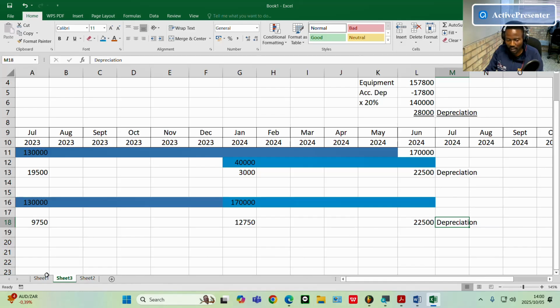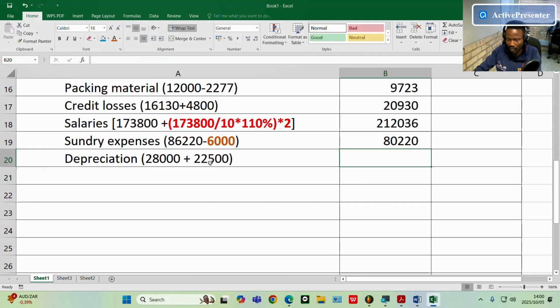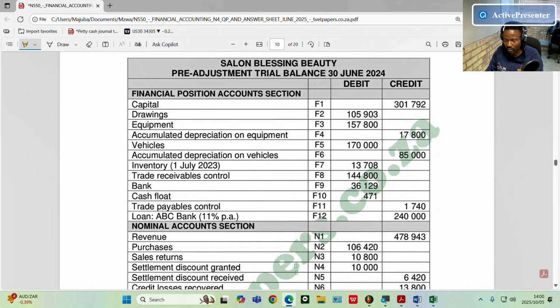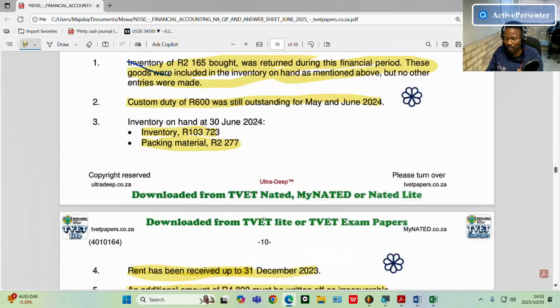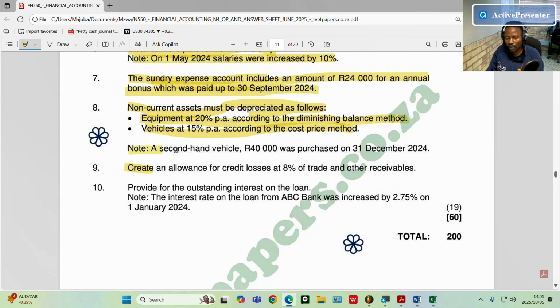So now I can add that 22,500. So this is 28,000 plus 22,500. Yeah. So that's the depreciation. We move. Okay. As I said, after every adjustment, I will be marking it as done. Right. So even this one is done.